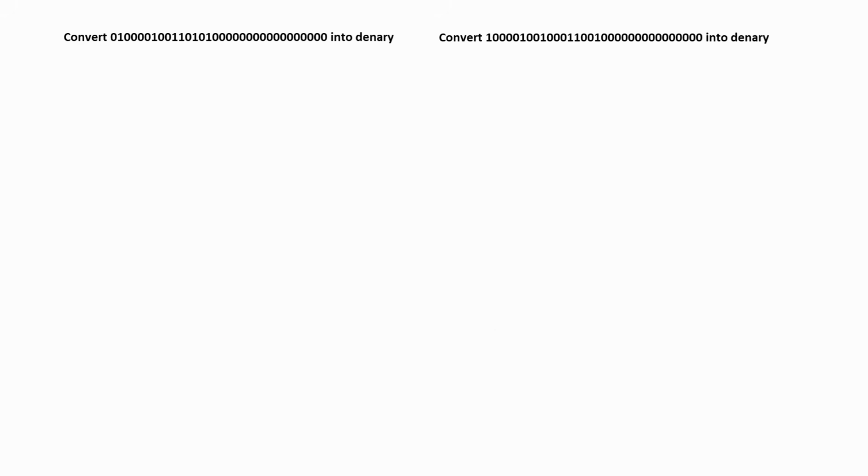Here are 2 conversions in the other direction that you can try if you wish. Solutions to these in a moment. And here are the solutions.